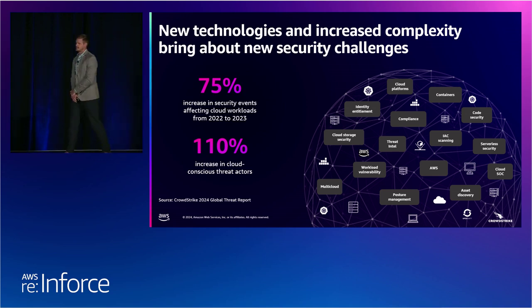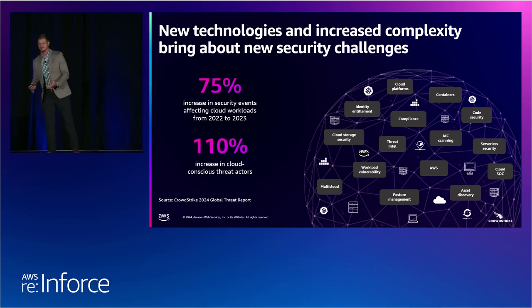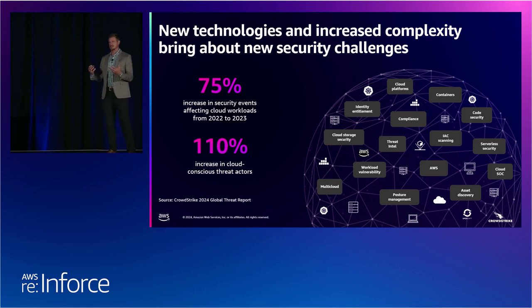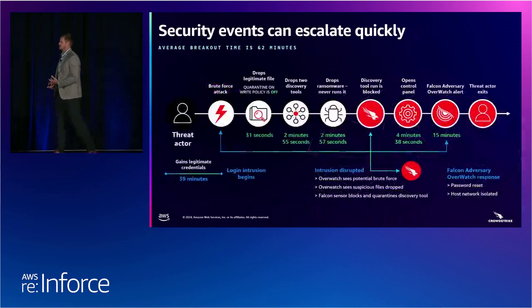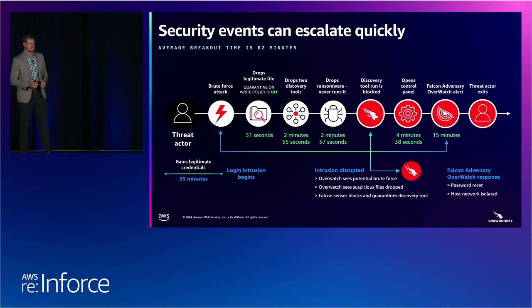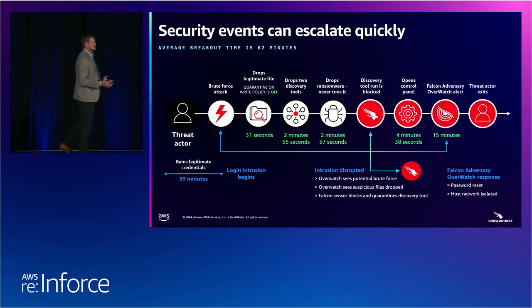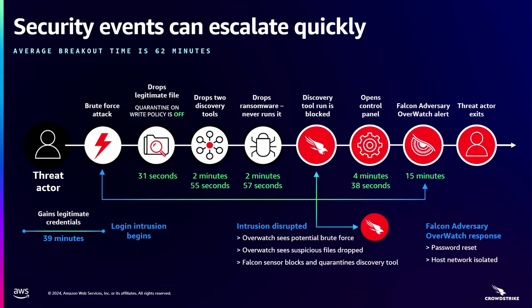And another stat that you see up there, the 110% increase in cloud-conscious threat actors. This is where we have found in our research that these adversaries are using cloud-specific tactics, techniques, and procedures. Again, they're getting more sophisticated and they're getting smarter. But not only that, they're also getting faster. As you can see here, the average breakout time is 62 minutes. And when I say breakout time, that's the time from initial access to lateral movement. This has dropped from 84 minutes just this last year.